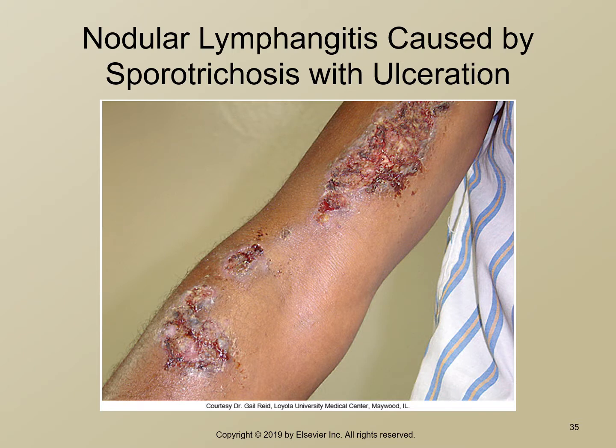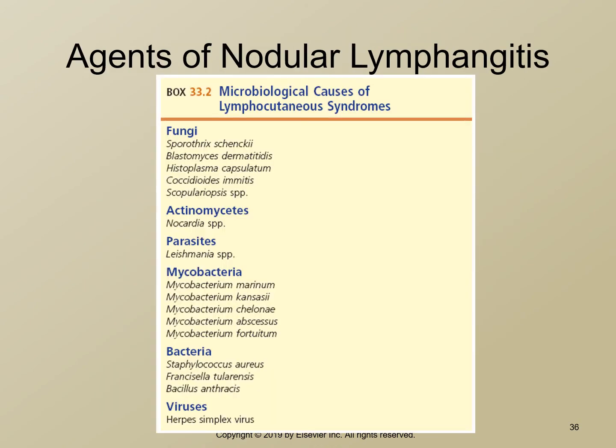This figure is an example of nodular lymphangitis caused by Sporothrix. This is a fungal organism, but it's just to give you an idea of the clinical presentation of nodular lymphangitis. As I mentioned, there are various agents of this infection, including fungi, parasites, mycobacteria, and viruses, but the main bacteria we're looking at are Nocardia, and other ones that can cause this infection include Staphylococcus aureus, Francisella tularensis, and Bacillus anthracis.